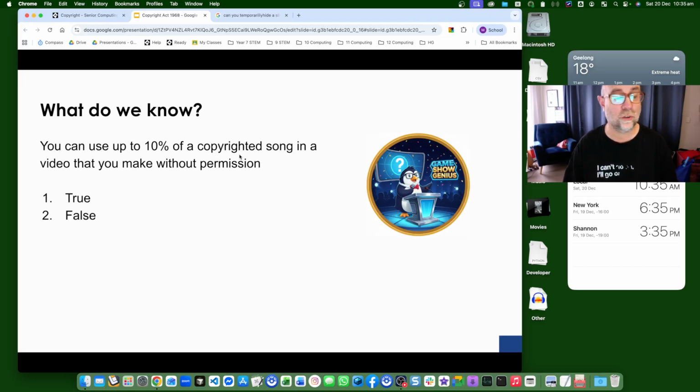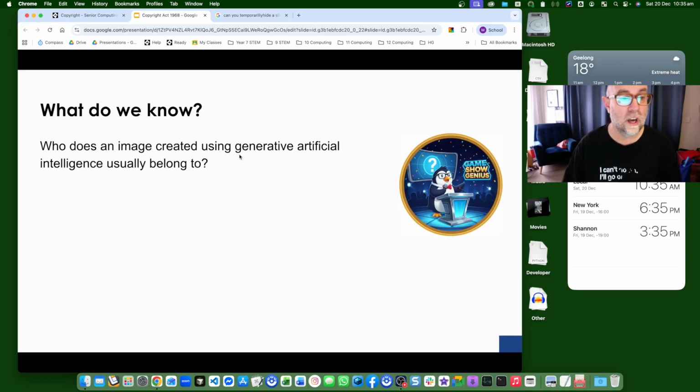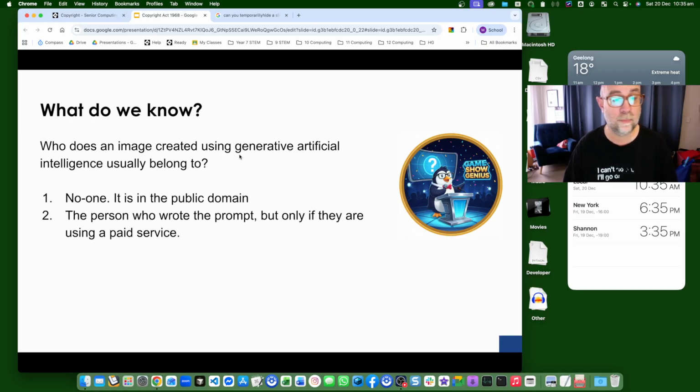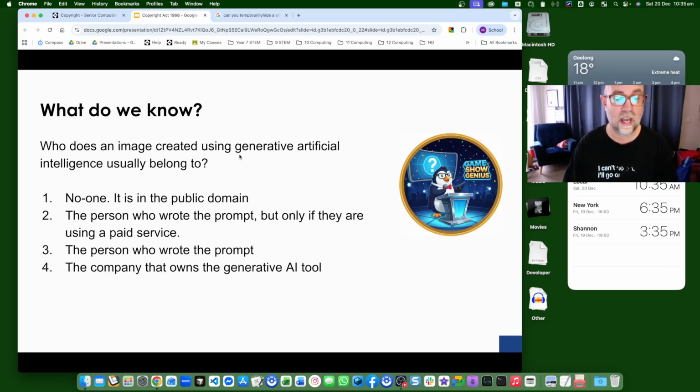And the final what do we know question. Who does an image created using generative artificial intelligence usually belong to? Is it that it belongs to no one? It's automatically in the public domain. Public domain means that anybody can use it. It really doesn't have an owner. Is it 2, the person who wrote the prompt, but only if they're using a paid service? Or is it just the person who wrote the prompt regardless of what service they're using? Or is it the company that owns the generative AI tool? I think that some of you will be surprised by the answer to this.